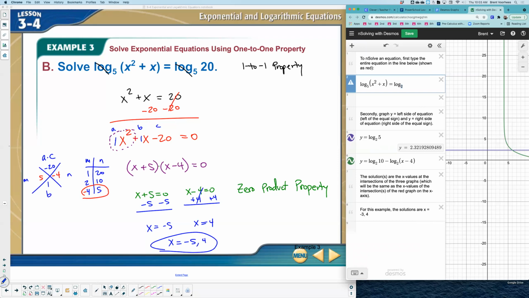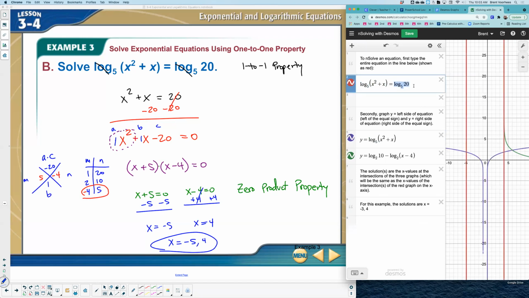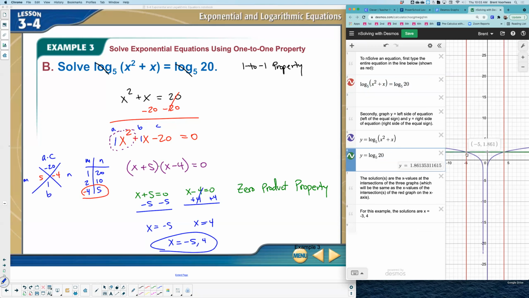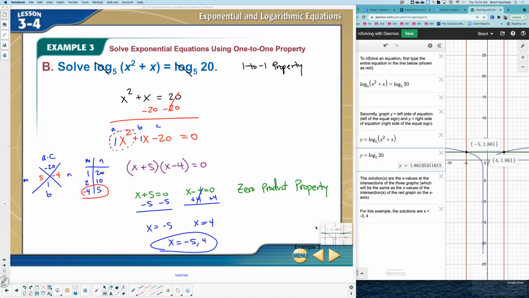So if I tried this one, you can see that there are going to be 2 answers at -5 and 4. Those are going to both be good answers. And I'll go ahead and just finish this off. So I copy the left side of the equation. I copy the right side of the equation. And sure enough, you will see that there are 2 good answers at -5 and 4. But you need to test those as you go on.